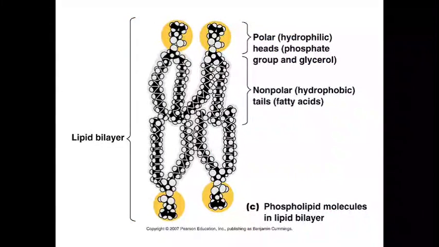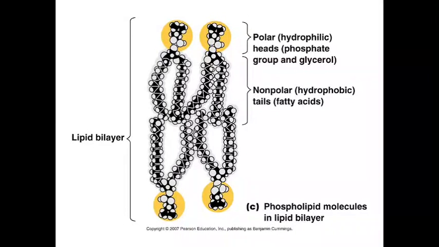Phospholipid bilayer is made up of this type of structure. Polar heads are there, which are definitely hydrophilic in nature, and non-polar hydrophobic tails are there. The heads are made up of phosphate group and glycerol, whereas the non-polar tails are made up of fatty acid chains.